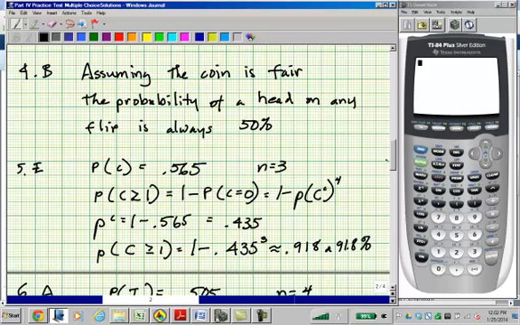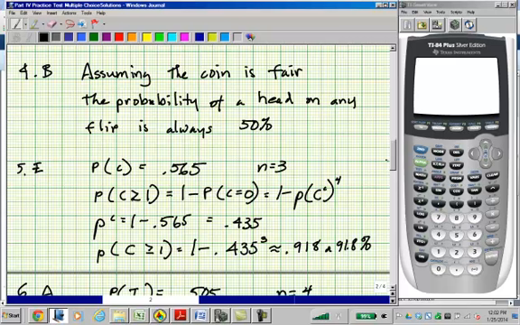5e. The probability that somebody has a computer in their home is 0.565. And we're talking about 3 homes. What's the probability that of 3 randomly selected U.S. households, at least one owned a computer in 2001?